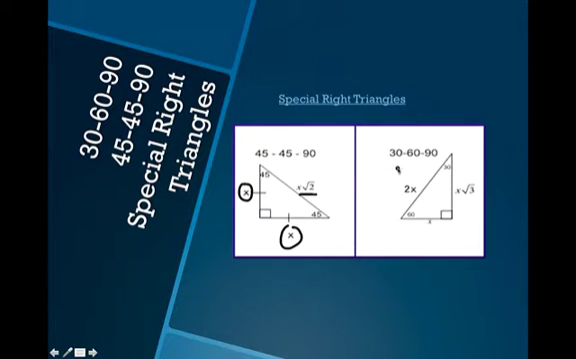The second one that you learned is the 30, 60, 90. Across from the 30-degree angle is the leg length x. The hypotenuse is always double the short leg length. And across from the 60-degree angle is the short leg length times the square root of 3.